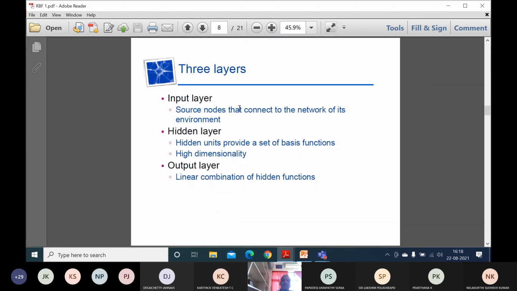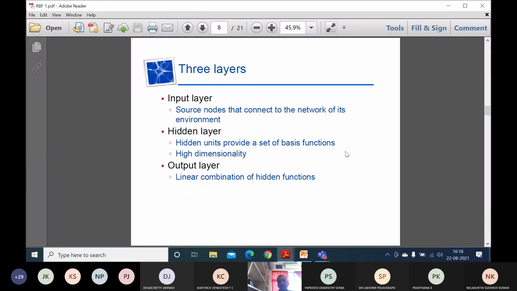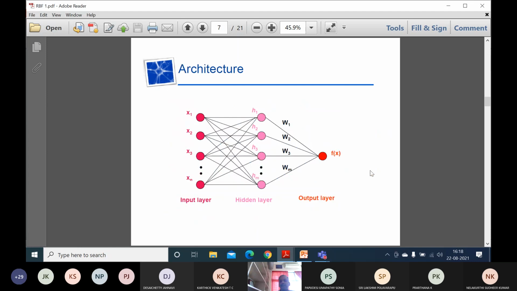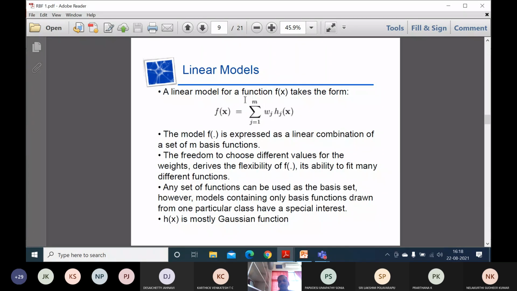The input layer source nodes connect to the network and its environment. Hidden units provide the set of basis functions. That basis function is nothing but your RBF function. So it provides a high dimensionality picture, and from the high dimensionality I am trying to bring it down to the low dimensionality in the output space. It is a linear combination of the hidden functions. So a linear model for a function f of x, the output, is denoted by Wj Hj of x.